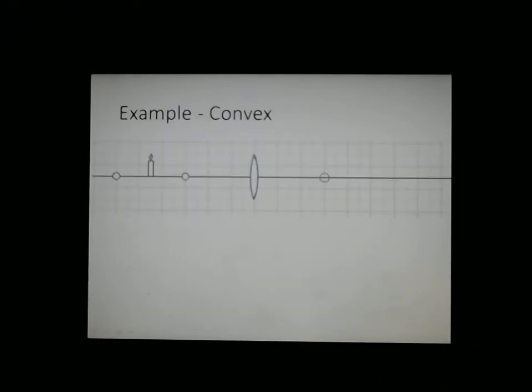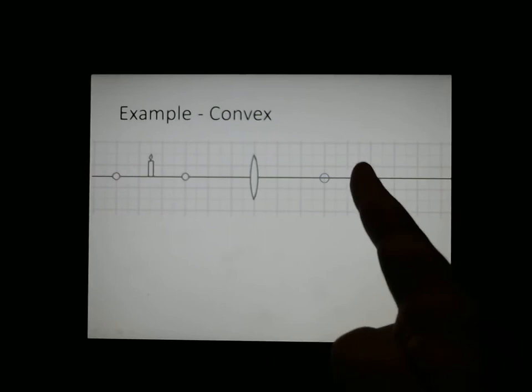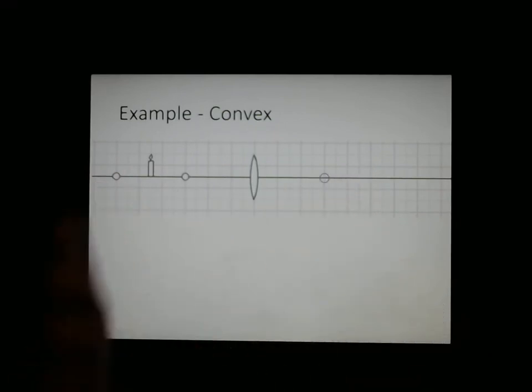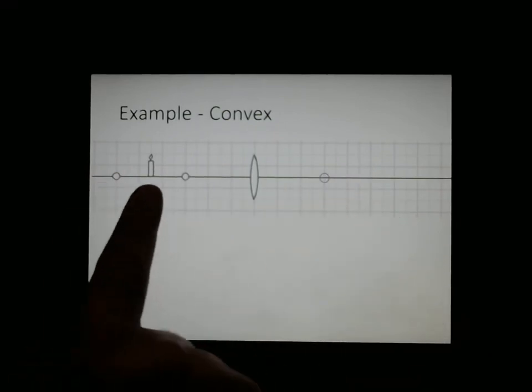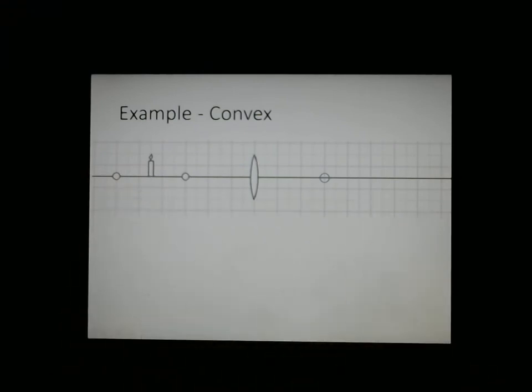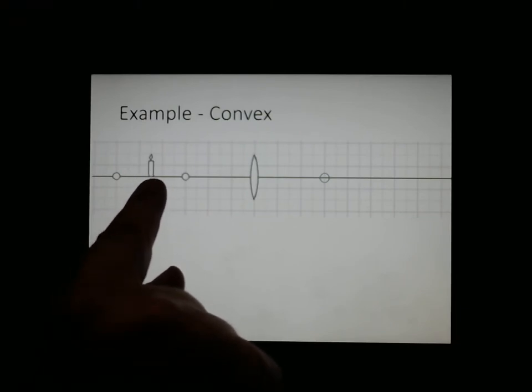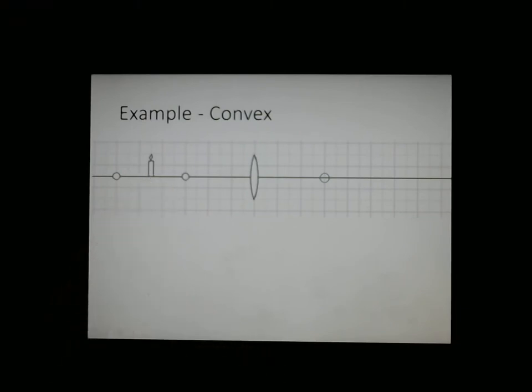This is pretty similar to what we did in class. Here is our basic setup. We've got our lens, I've got the focal point marked on each side of it, and I've also got the radius of curvature. We've got our object. Now notice the base of the object is sitting on the principal axis. That just means I don't have to do anything from this point, because if my object is sitting on the principal axis, the image will be sitting on the principal axis.